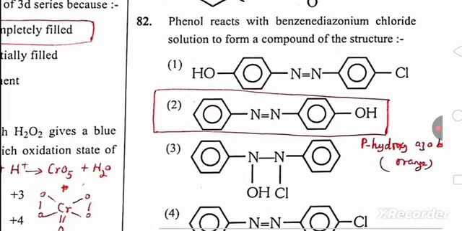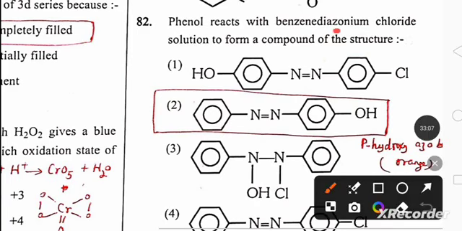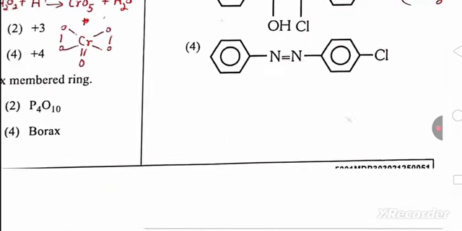Next reaction also very easy. When phenol reacts with benzene diazonium chloride, you will get this compound para-hydroxyazobenzene, which is an orange color dye. Let us move to the next question.